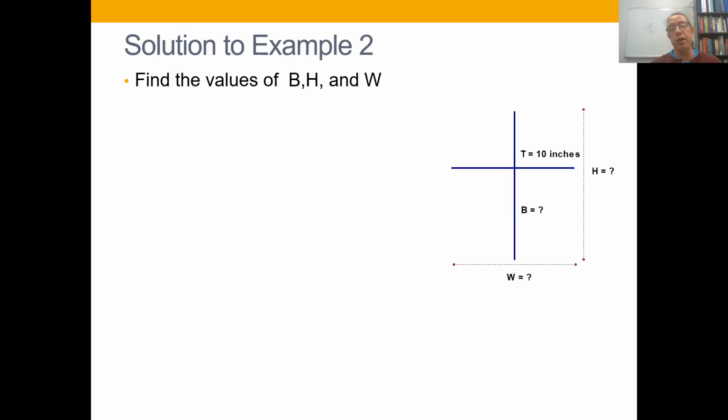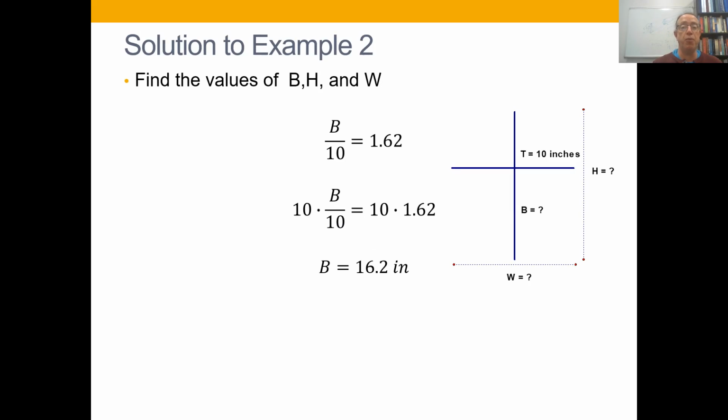So the first thing I'm going to do is go B divided by 10, because B divided by T is the golden ratio. So B divided by 10 is 1.62. That gives me a simple equation to solve, because if I'm dividing B by 10 and getting 1.62, I can simply solve it by multiplying by 10. So if we multiply both sides by 10, the 10s cancel on the left, and you get B is 16.2 inches. So there's the first missing measurement.